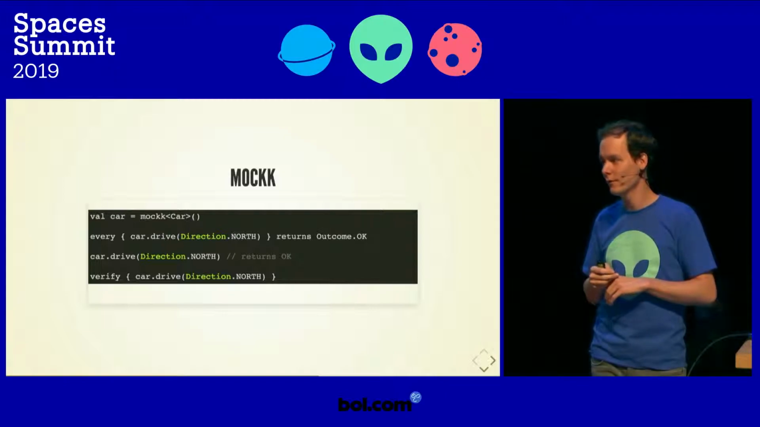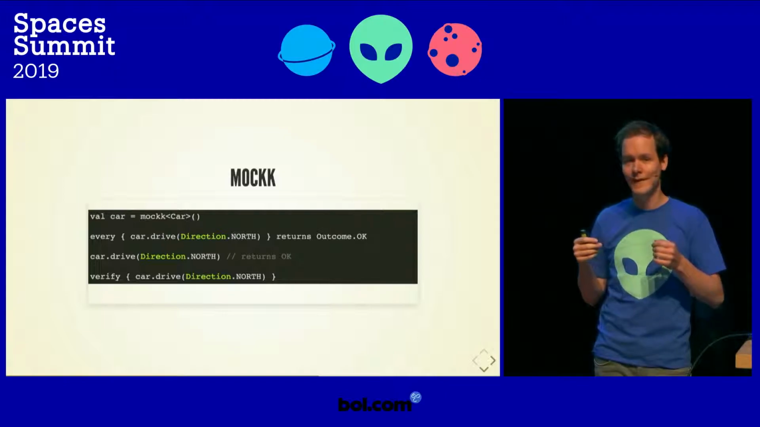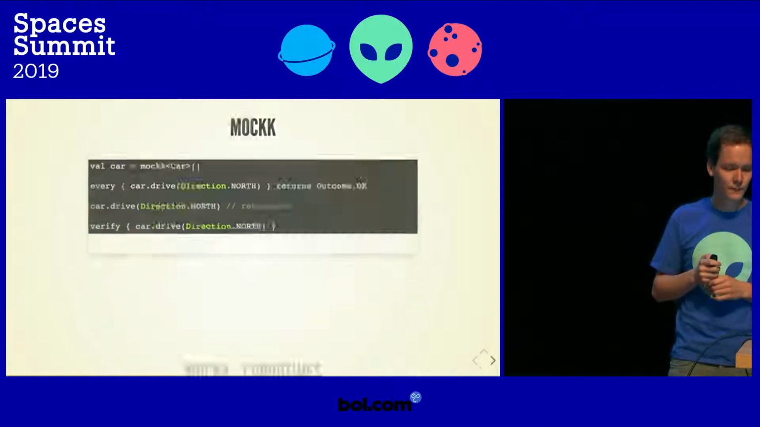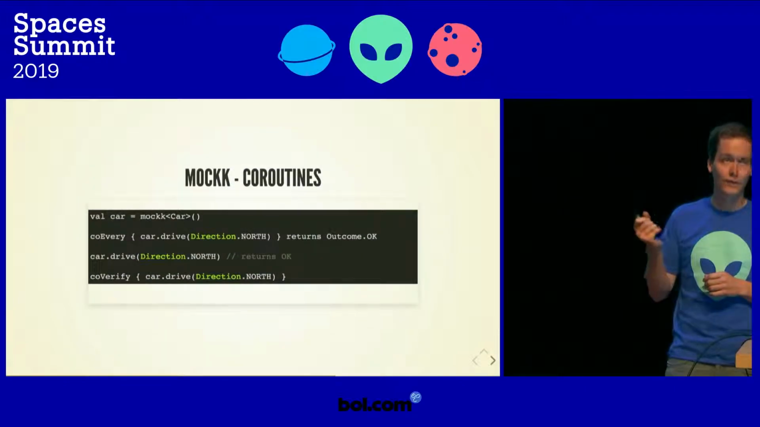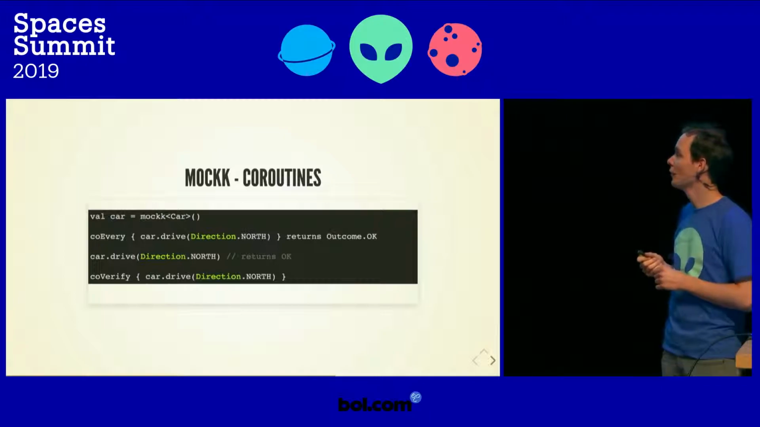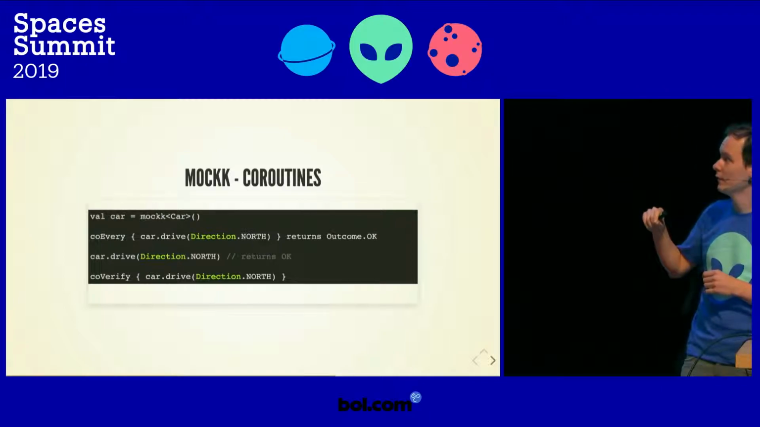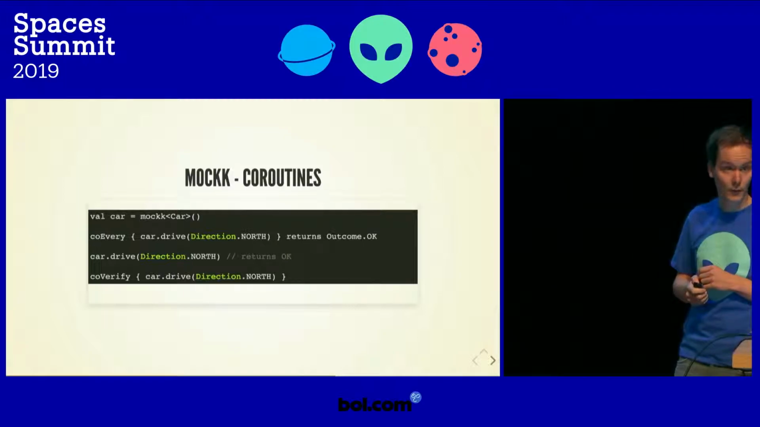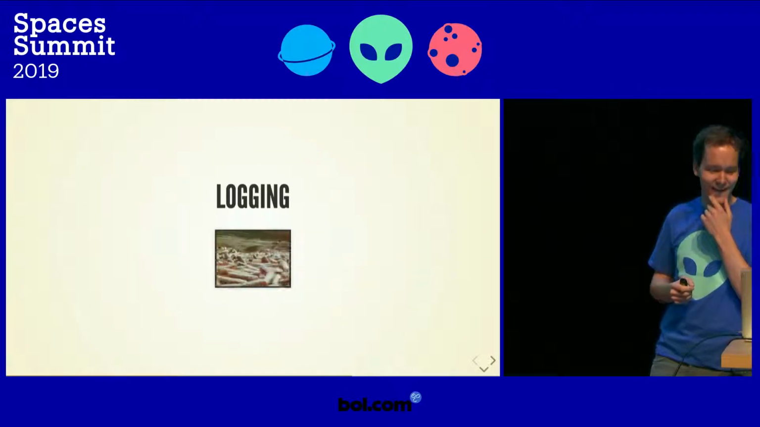So if you want to, for instance, assert if something is called twice, you can do times is 2, that kind of stuff. And if you're using coroutines, you can actually mock this as well with, instead of every and verify, you can just do coEvery and coVerify for your asynchronous functions. So that's pretty nice, I would say.